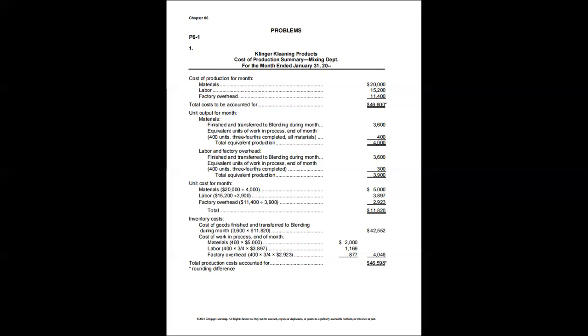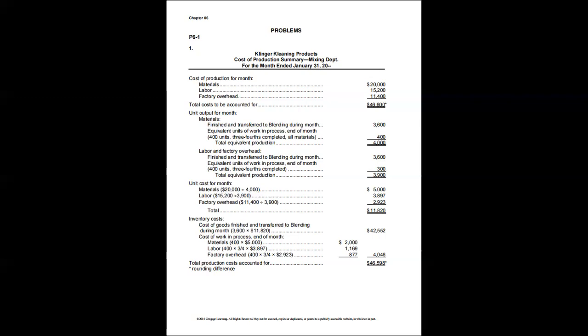All materials are added at the start of the process. Labor and factory overhead are added evenly throughout the process. No units were in process at the beginning of January. Goods finished in the mixing are transferred to blending for further processing. From an analysis, prepare a cost production summary for each month using the weighted average cost method. Now, make sure that you are aware of what is the method used. So this time now we have the weighted average.